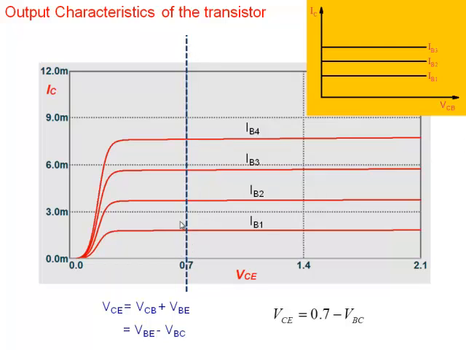To the right of this particular line, what do I have? Collector base junction is reverse biased. To the left of this particular line, collector base junction is now getting forward biased, because to the left of this line, VBC is greater than 0.